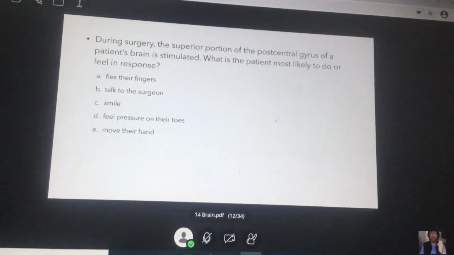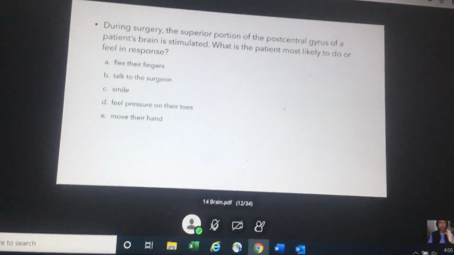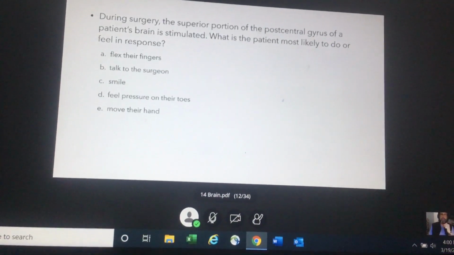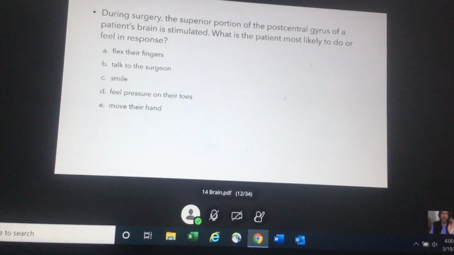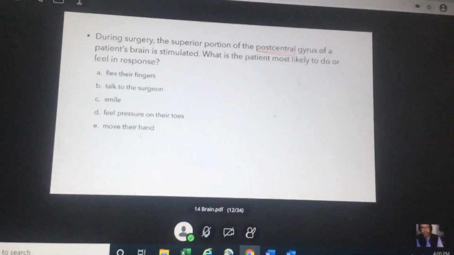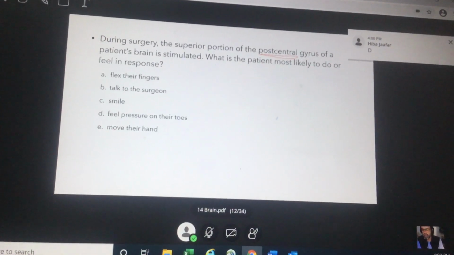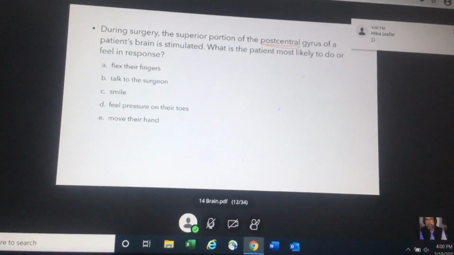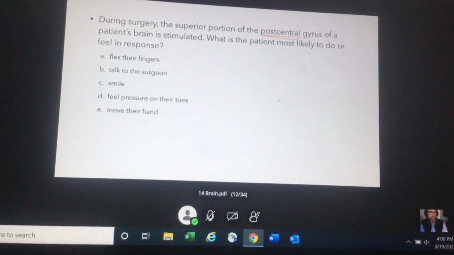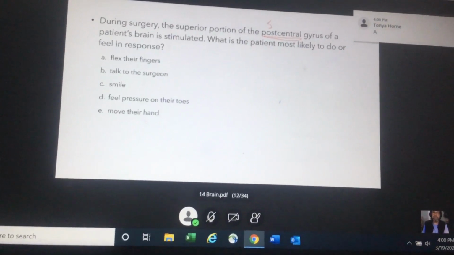During surgery, the superior portion of the postcentral gyrus of a patient's brain is stimulated. What is the patient most likely to do or feel in response? There's a lot in this question. This is really all that matters to this question: is postcentral sensory or motor? It's sensory. Postcentral is sensory.